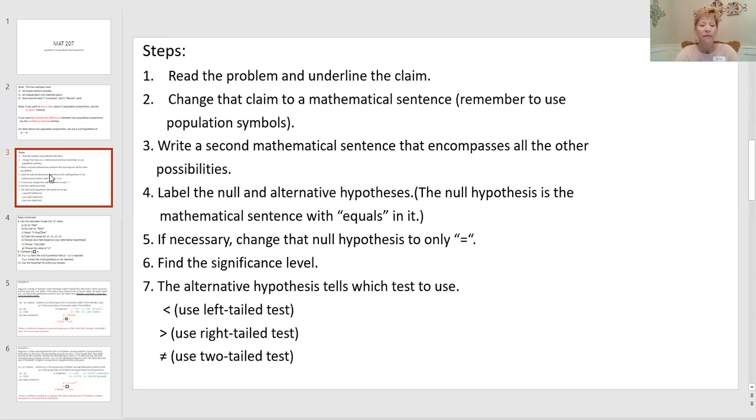All right. Then, just like before, you're going to write down what kind of test you're using: left-tailed, right-tailed, or two-tailed. Remember, if the alternative hypothesis says less than, the calculator is going to need to use a left-tailed test. If the alternative hypothesis has greater than, you're going to write down right-tailed test. And if the alternative hypothesis has not equal to, I want you to write on your paper a two-tailed test. So pause the video, make sure these steps are in your notes.